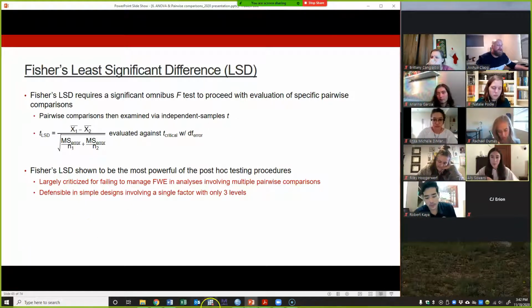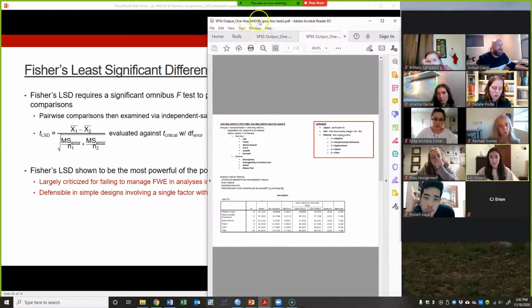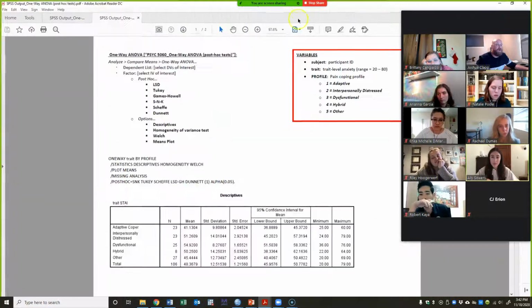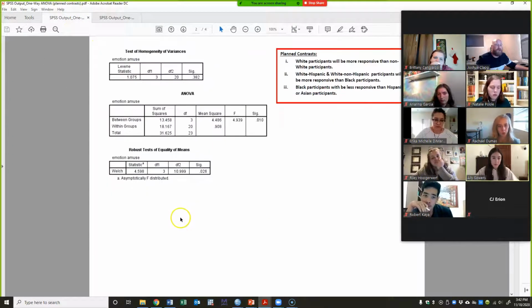But if I take a look at, in this example, my degrees of freedom from my overall ANOVA table, how many degrees of freedom within, degrees of freedom error, am I working with here? 20. 20. Okay, and which one is going to give me the lower critical value? Degrees of freedom 10 or degrees of freedom 20?